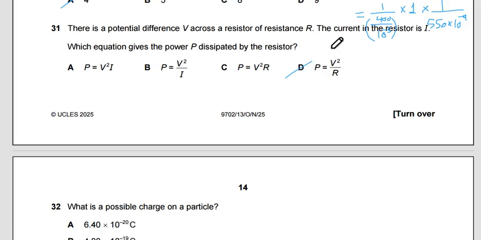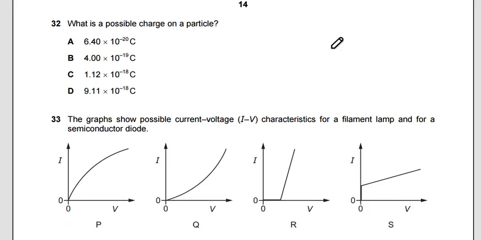Certainly power is V squared over R, or I squared times R, or I times V. Any possible charge on a particle should be a multiple of 1.6 times 10 to minus 19. So each choice should be divided by this number, and the answer will be the one that gives a multiple, not a fraction. Okay, you can find the answer here as C.